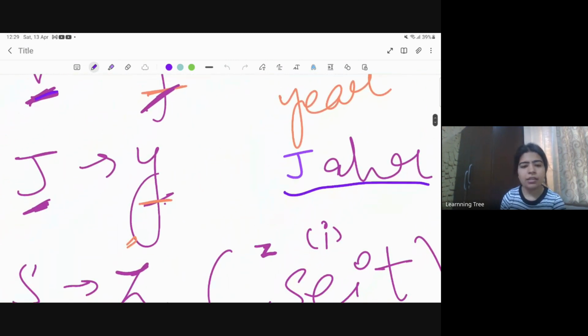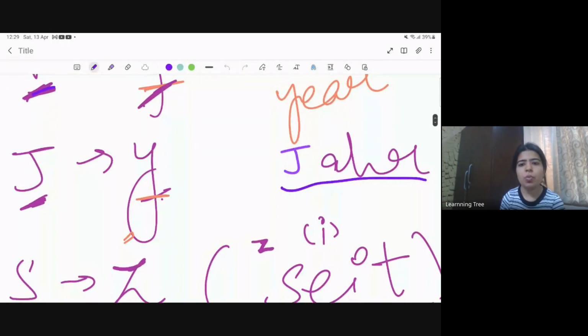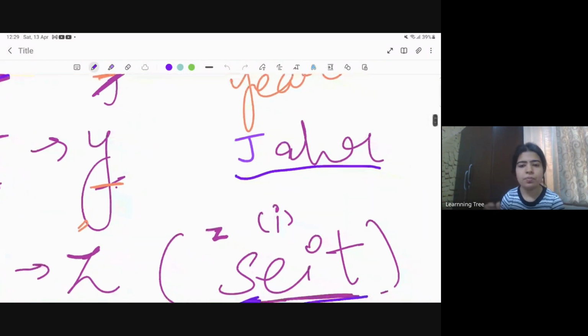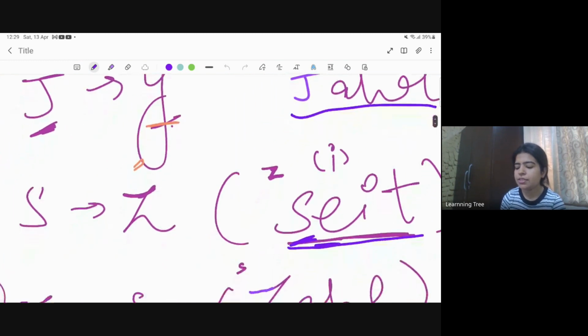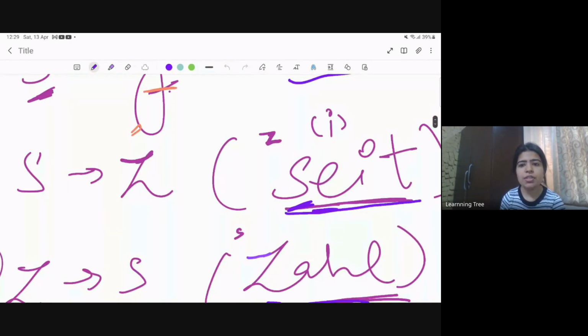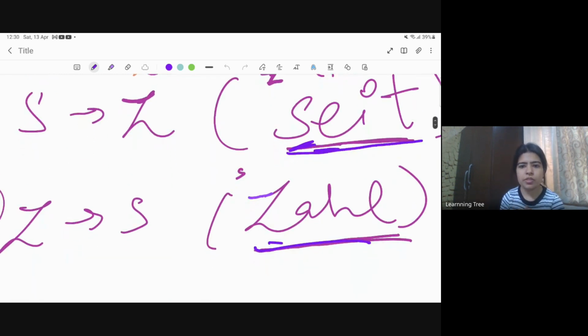If a word is starting from J, pronunciation Y. So Jahr, yar. If a word is starting from S, pronunciation Z. So Zeit. Starting from S, pronunciation Z. Zeit. And then vice versa. If a word is starting from Z, pronunciation S. So Zahl, sal.